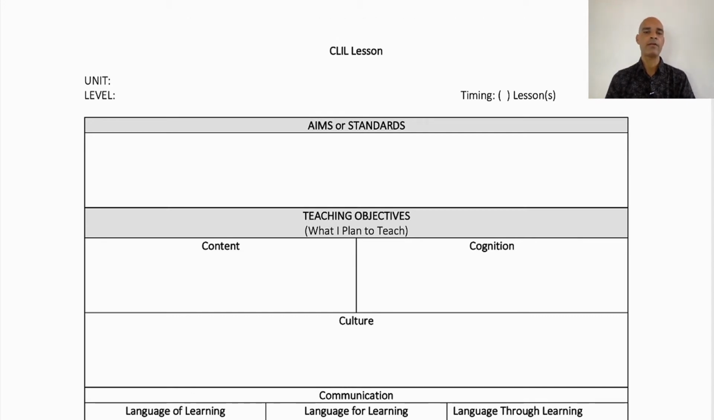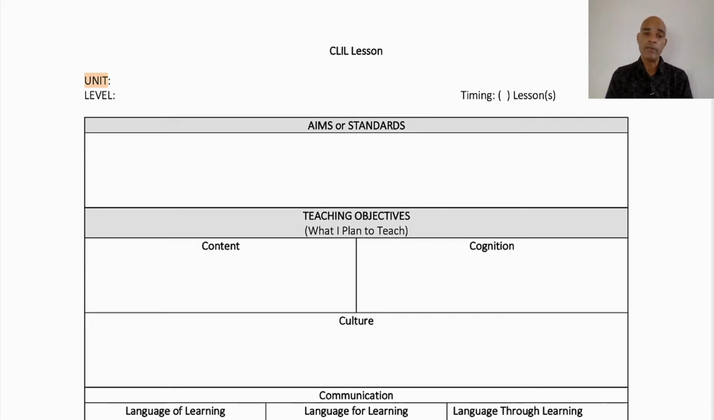So as you can see, right under CLIL lesson, we have unit, level, and timing. Well, most CLIL teachers choose to plan units because, due to the overarching nature of the CLIL objectives, sometimes it makes more sense to plan for a unit. And by overarching, we mean that CLIL objectives usually involve content and language and cognition and culture. And you do have quite a few objectives that you're teaching to and that you're going to assess later. So it may be better to just plan a series of lessons as opposed to only one.